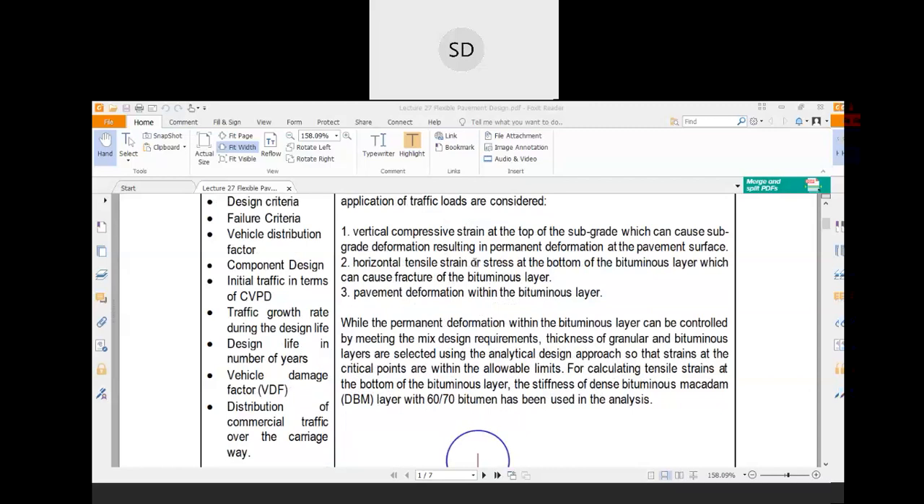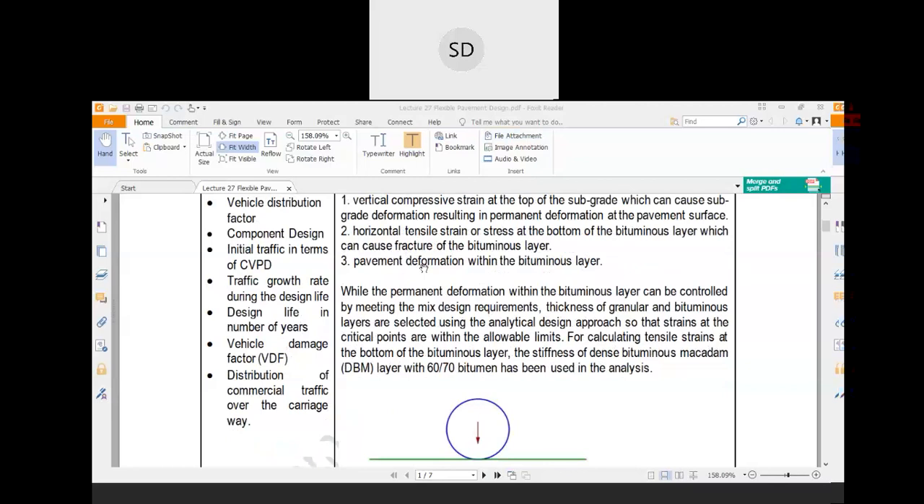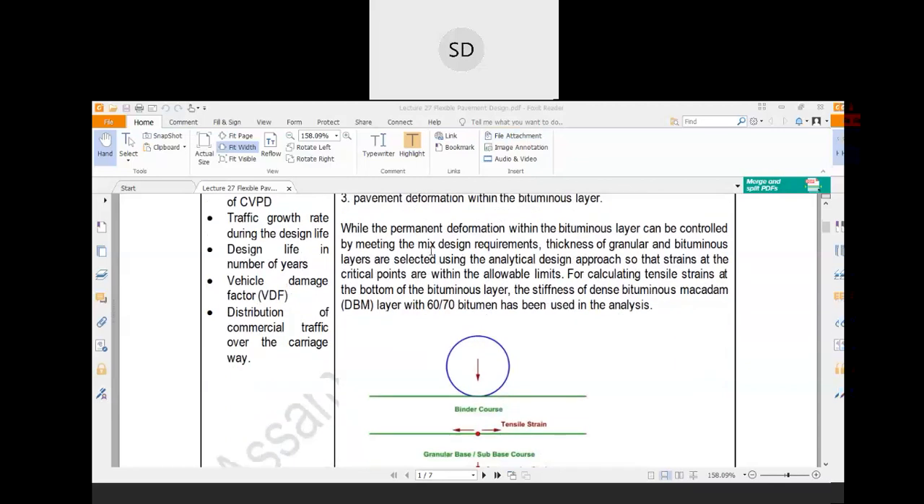Now, horizontal tensile strain or stress at the bottom of the bituminous layer can cause fracture of the bitumen layer, and this fracture of the bitumen layer is called fatigue cracking. And another type of pavement distress is there, that is pavement deformation within the bituminous layer.